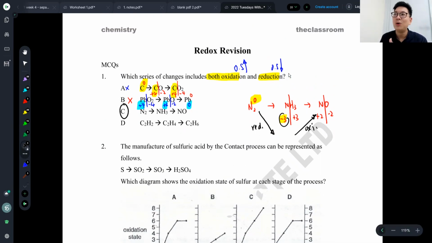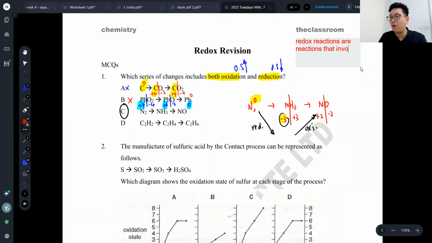Explain the difference between redox and non-redox. Redox reactions in general are reactions that involve a change in oxidation state.